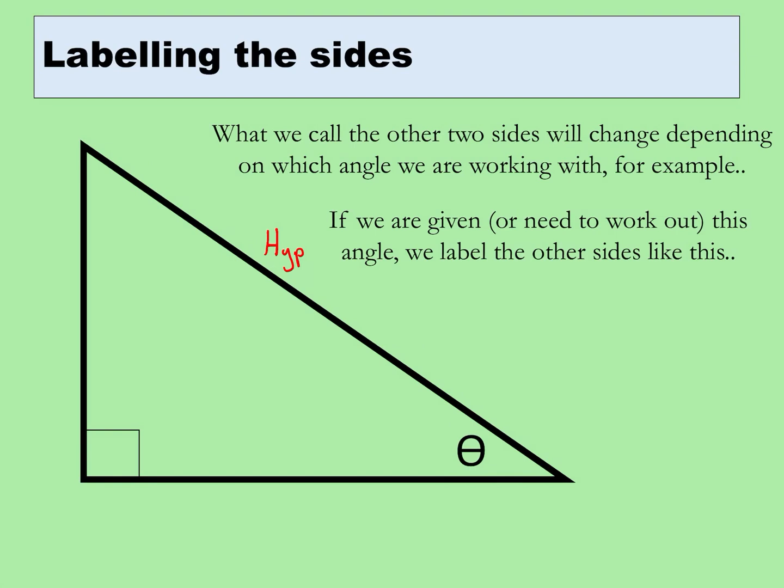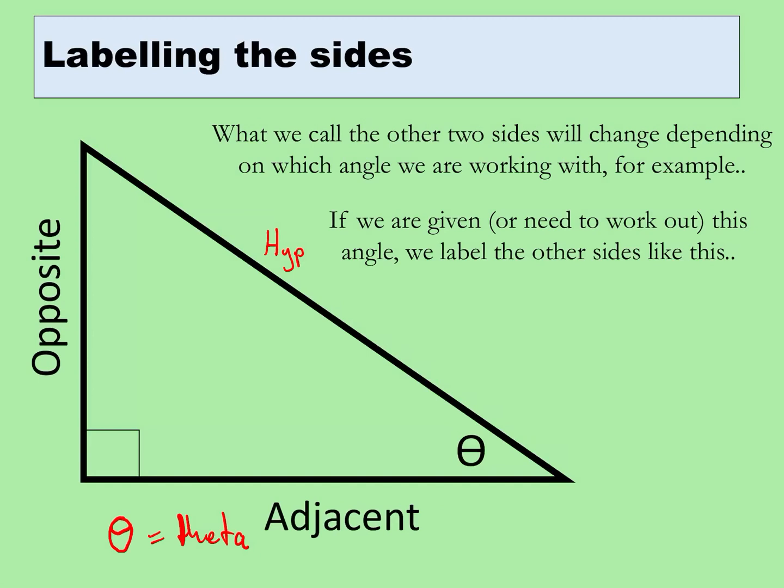So we use this letter here. It's called theta, and that's how we denote a missing angle, theta, okay? And what the other two sides are called depends on where theta is. So if theta is here, then we call this side the opposite side. It's because it's opposite the angle, okay? And this side here we call the adjacent side. And adjacent means next to. So this is the side that is next to the angle, so it's called the adjacent side, okay?